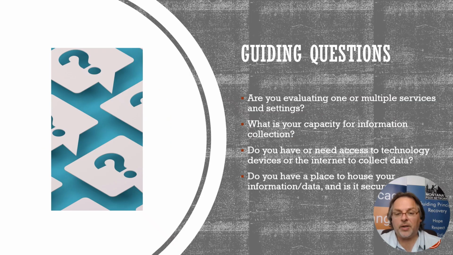Okay, so to finish out this section, here are your guiding questions you're going to take back to answer. Are you evaluating one or multiple services or settings? In other words, does it need to look a little different? One setting might need to look a little different than another. What's your capacity? Who's going to do it, and what's that person's capacity? How many hours of time need to be allocated to this? This is why putting this in your budget in a grant is so important, because you can allocate the time or the individual. It might be a separate individual who actually does this.